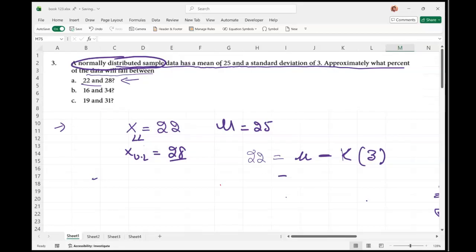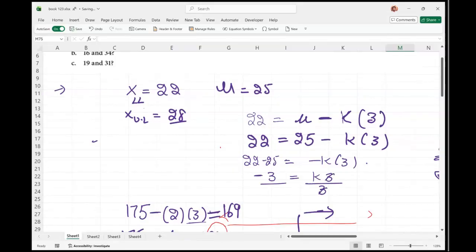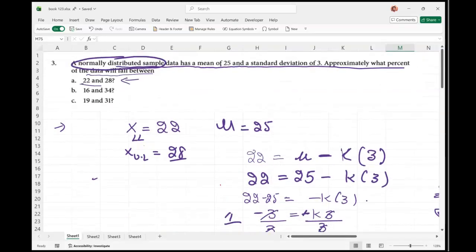So the mean value is 25. This is 22 equals 25 minus k times 3. Then 25 goes to the other side. 22 minus 25 equals minus k times 3, which is minus 3 equals minus k times 3, dividing both sides by 3. So the k value comes out to be 1. So this value 22 is one standard deviation to the left, and we will look at 28 now.